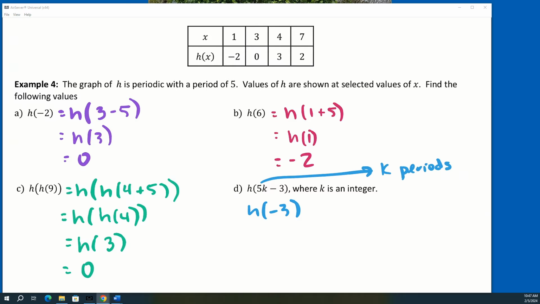Now, negative 3 is not in the table. But we can take a number in the table and subtract or add a multiple of 5 to it to get negative 3. What do y'all think? Yeah, it'd be 7 minus 10. So that's just going to be h of 7, which is 2.